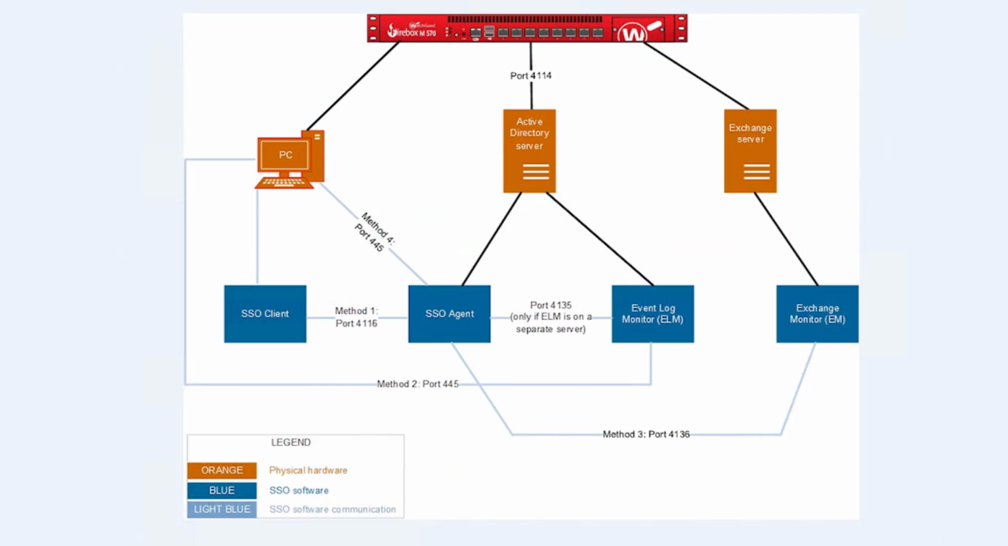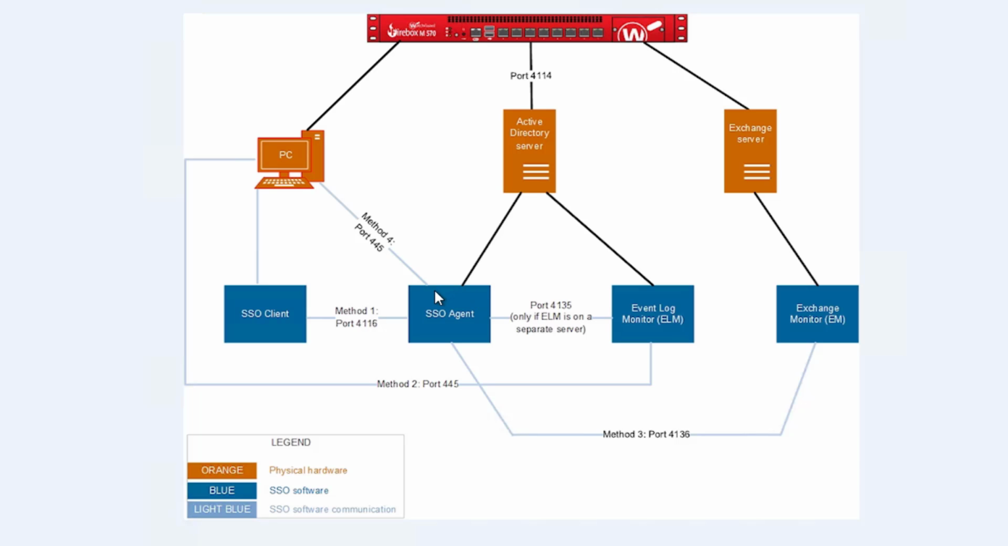Beyond the service issues, you may even have some network communication issues. So when it comes to the ports that the Firebox and SSO components are using to communicate, all of the ports listed in this diagram are TCP ports. We'll begin here with port 4114. This is used for the Firebox to query the SSO agent installed on your Active Directory server. If this port is not the issue, then you can move along down the chain.